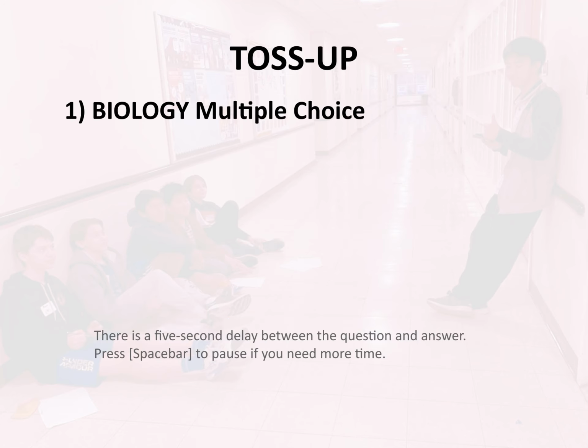Toss-up 1. Biology. Multiple choice. Which of the following glial cell types makes up the blood-brain barrier? W. Astrocytes. X. Oligodendrocytes. Y. Radial glia. Z. Schwann cells.